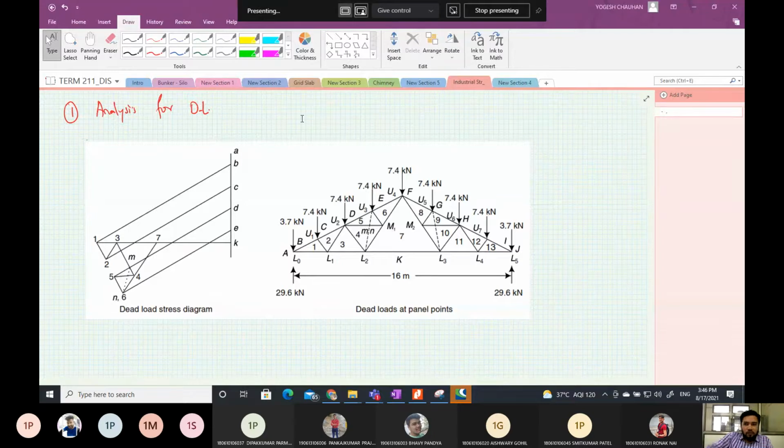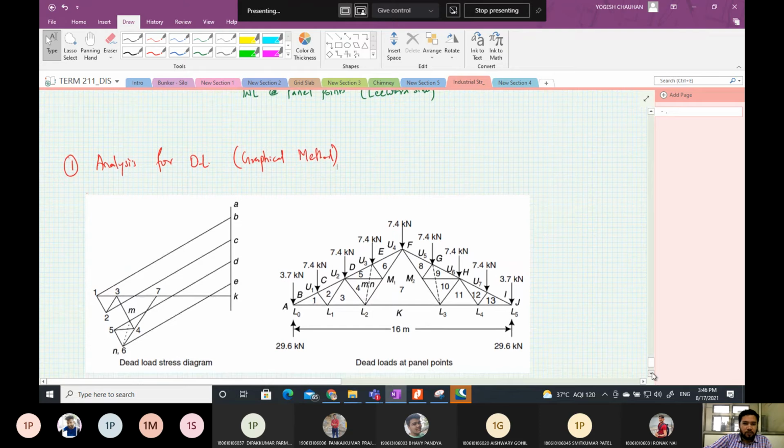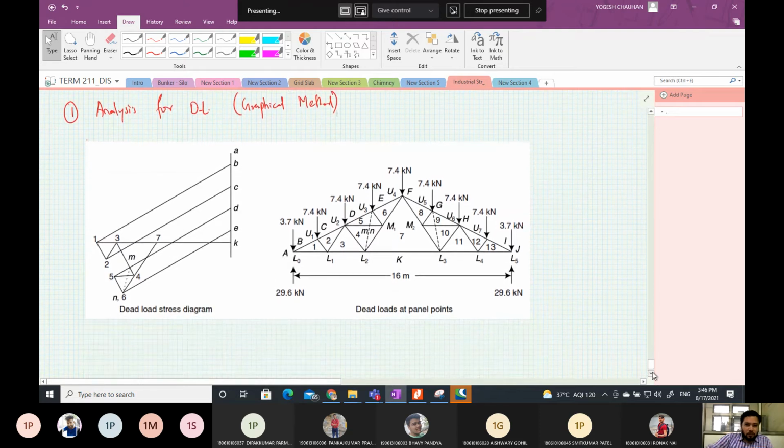So analysis of dead load using graphical method. The graphical method you might have studied in mechanics of solids in semester 3. So here this is L0, L1, L2. These are our joints, joints at the lower chord.